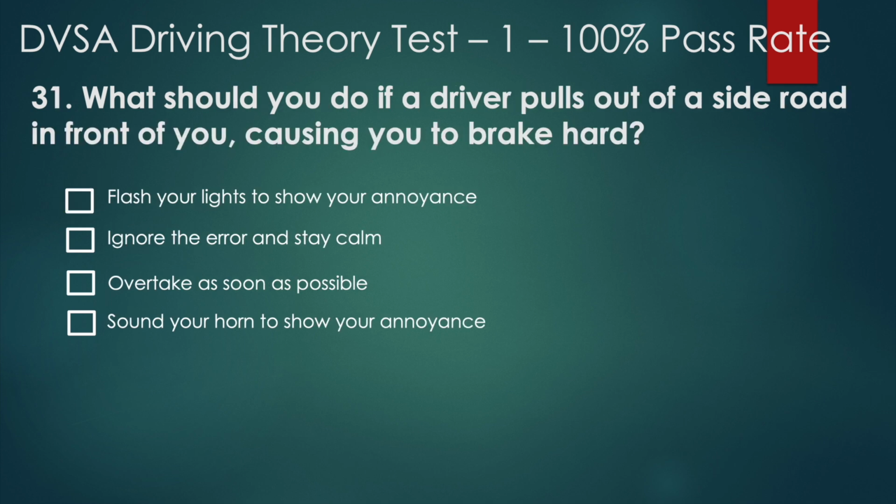31. What should you do if a driver pulls out of a side road in front of you, causing you to brake hard? A. Flash your lights to show your annoyance. B. Ignore the error and stay calm. C. Overtake as soon as possible. D. Sound your horn to show your annoyance. And the answer is B. Ignore the error and stay calm.